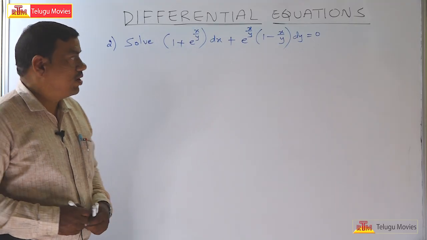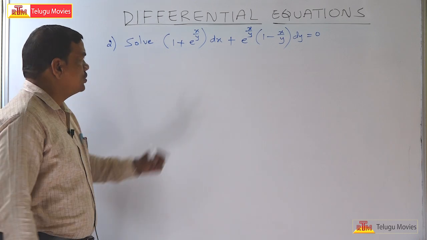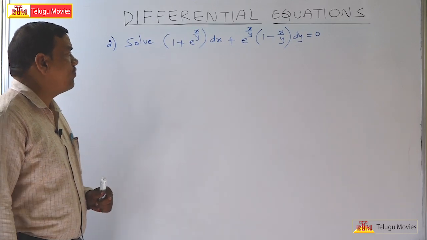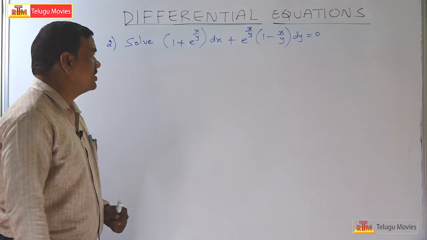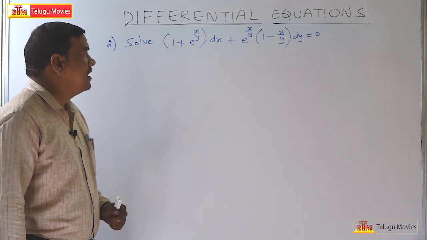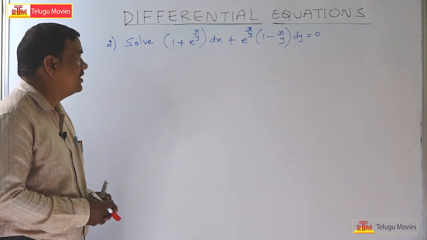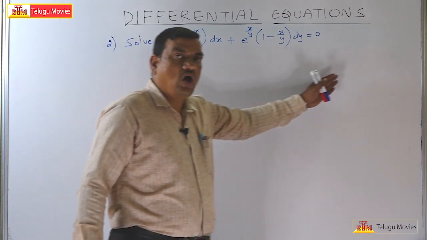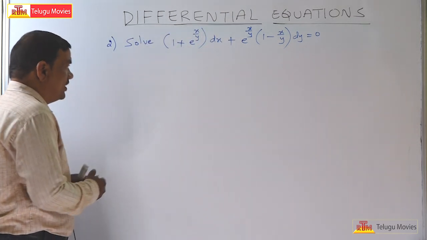Welcome to this problem. This is one of the very interesting problems. Solve (1 plus e to the power of x by y) dx plus e to the power of x by y times (1 minus x by y) dy is equal to 0. So simply they will give 'solve'. Of course, the options will be available. Now how to do this problem? So let us see that.